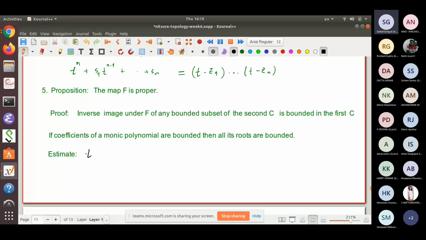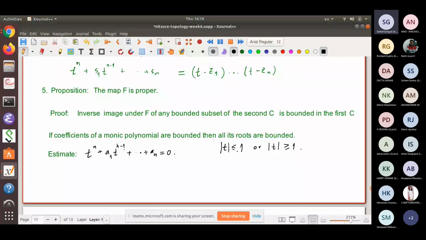So let t^n + a1 t^(n-1) + ... + an = 0. Then either |t| is less than or equal to 1, or |t| is greater than or equal to 1. Or both, it may be equal to 1, I don't care. So I shouldn't write it as either or. Let me remove the either.